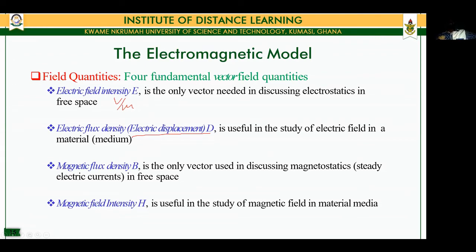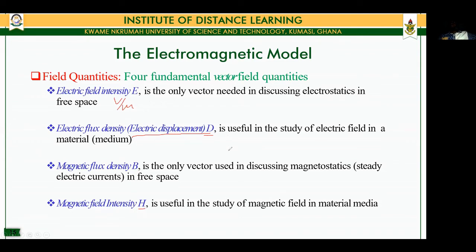Because when you have a material that is placed in an electric field, the field modifies the charge distribution within the material, and it creates another quantity we call the density of the flux within the material, which is called electric flux density. And similarly, we have magnetic flux density, which you learned in applied electricity, and magnetic field intensity, which you also learned in applied electricity.